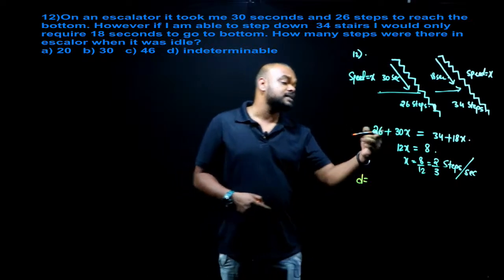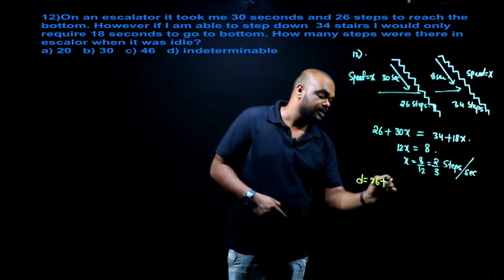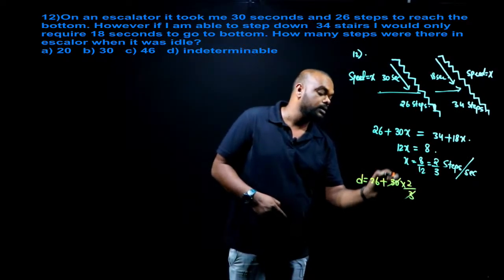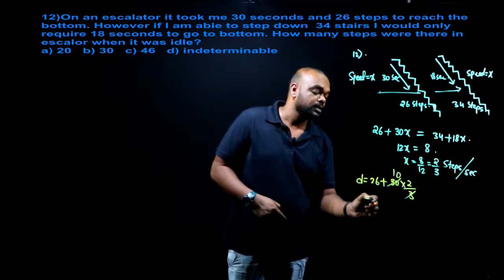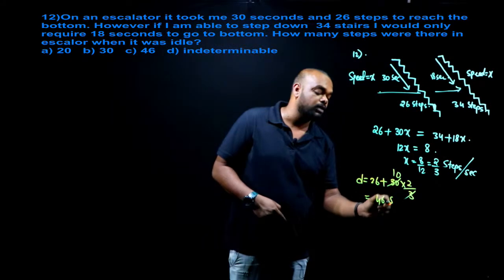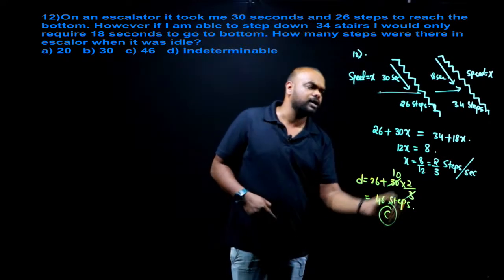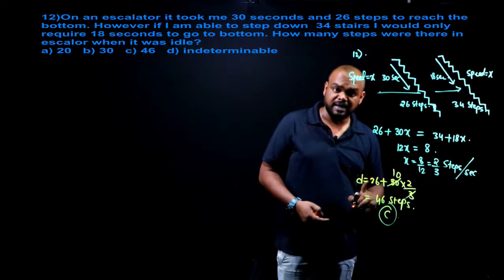This part of the distance is how much? 26 steps plus 30x. 30 into, what is x value? 2 by 3. 3 into 1, 3 into 10, 10 into 2, 20. 20 plus 26, that should be 46 steps. Do we have the answer? Option C, that's my answer. You can apply here as well, still we should get the same answer. If we get a different answer, it means we made a mistake somewhere.